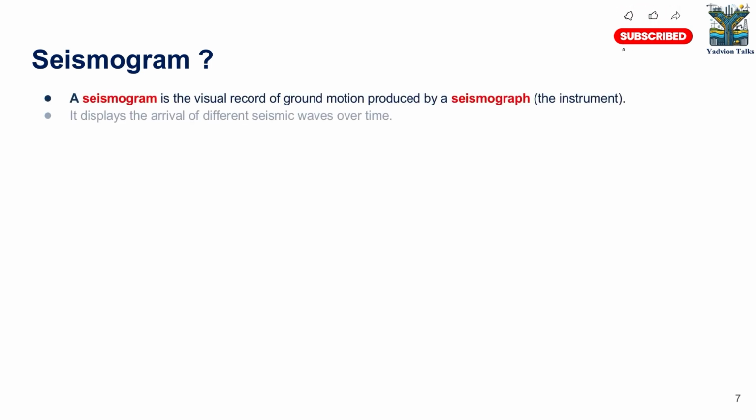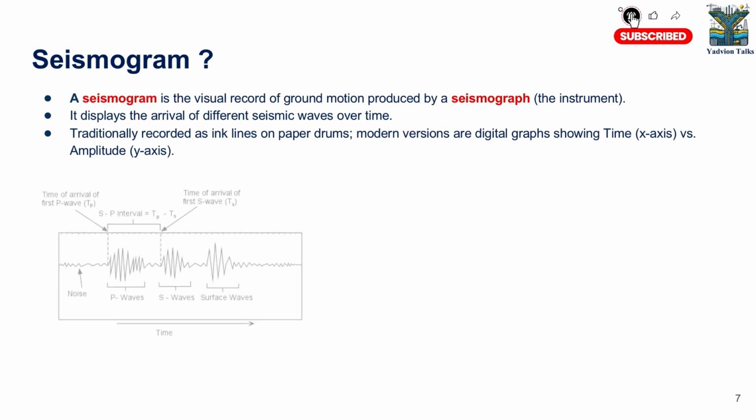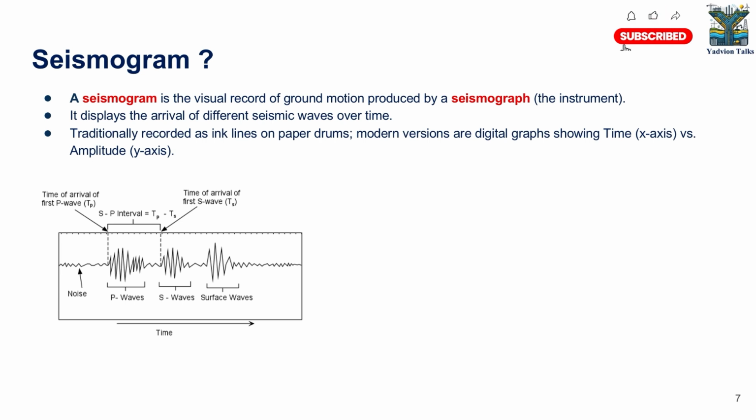Seismogram. What is a seismogram? A seismogram is a visual device which records the ground motion and produces the seismograph. It displays the arrival of different seismic waves over time. Traditionally it was recorded as an ink line on a paper drum. The modern version is a digital graph showing time on the x-axis and amplitude of vibration on the y-axis. Now this is a typical seismogram.